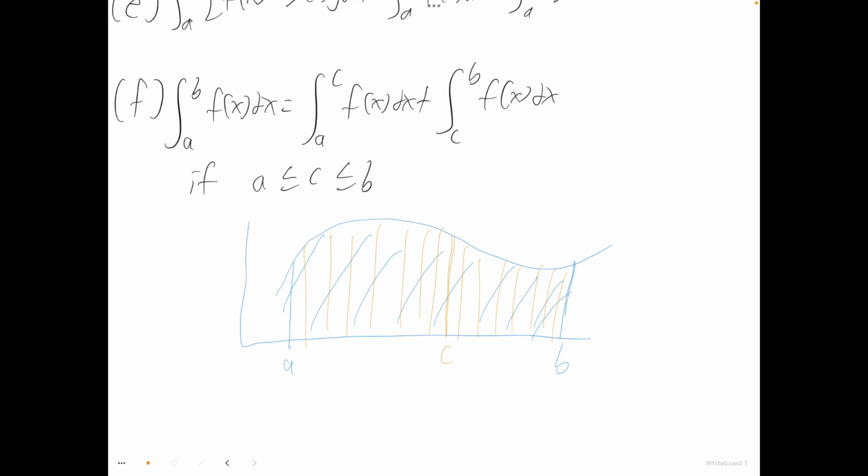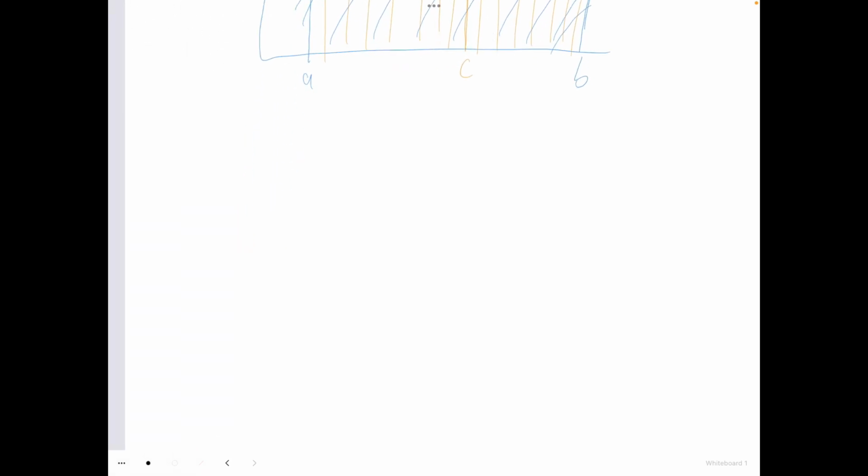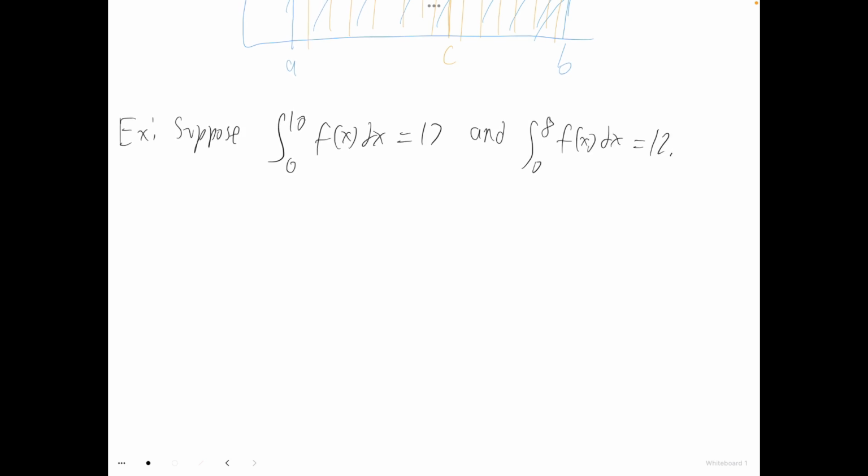And so now we're going to use some of these properties for examples. So we're going to do some examples of these. We're going to start with property f, the one I just talked about. And so we want to suppose the integral from 0 to 10 of f of x dx is equal to 17, and the integral from 0 to 8 of f of x dx equals 12. We want to find the integral from 8 to 10 of f of x dx.